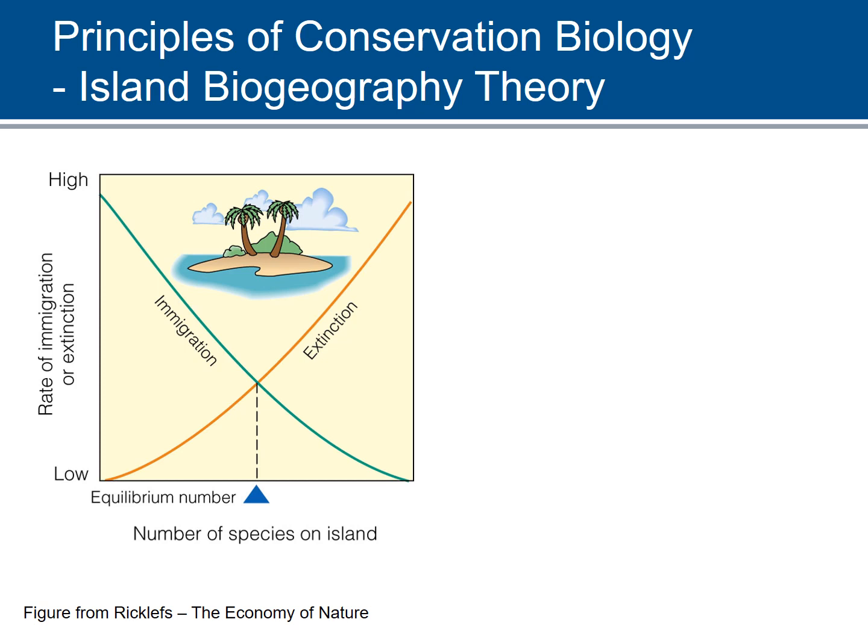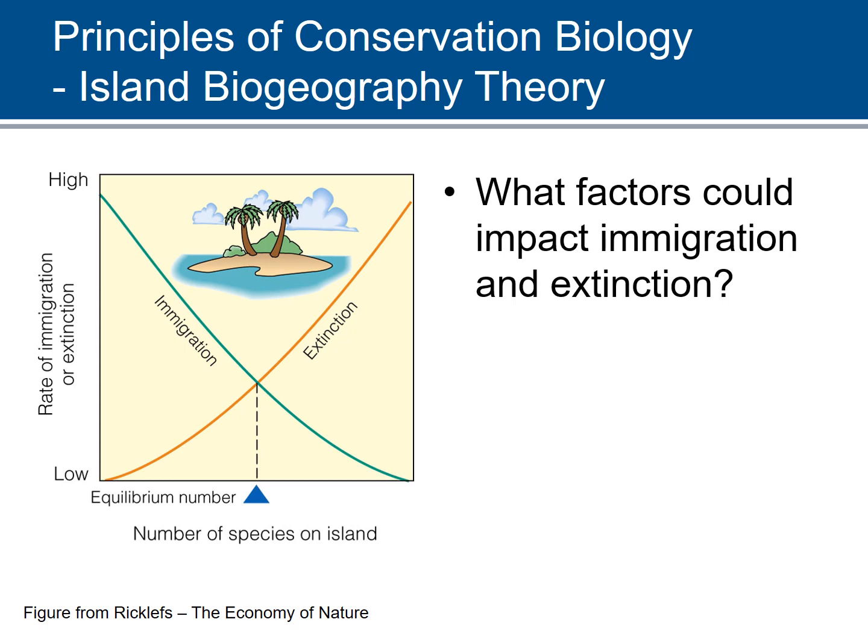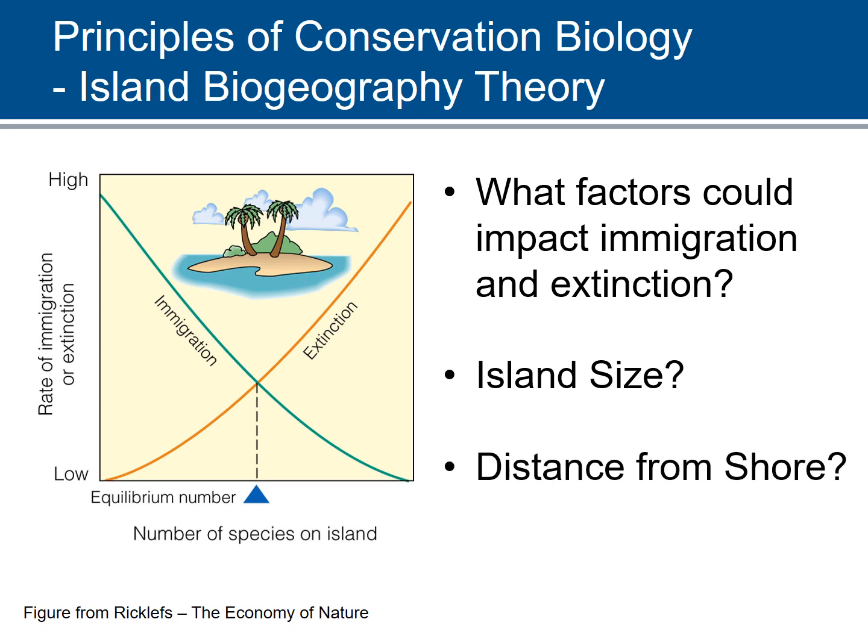But as the number increases, the extinction rate goes up and the immigration of new species goes down until it reaches an equilibrium number where immigration and extinction balance each other out. So what factors could impact immigration and extinction on different types of islands or different types of habitat patches? How about island size? How about the distance from shore? What are some ways that these might potentially impact how diverse the system is?